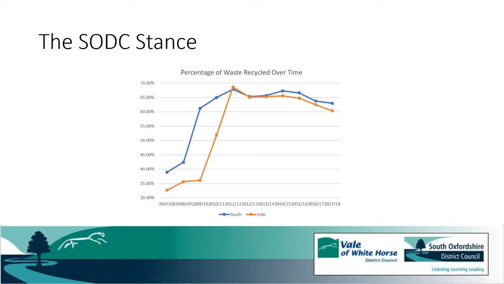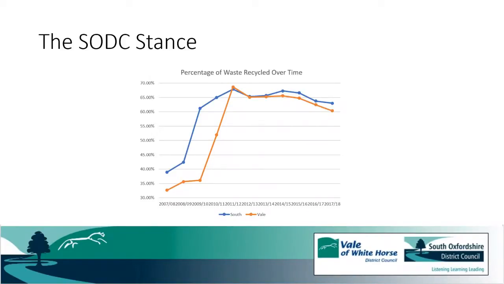So where do we stand as South Oxfordshire and Vale of Whitehorse District Council? Both districts are some of the best in the country, and we sit well above that national target of 50%. Our most recent recycling rate, published in 2018-19, put South Oxfordshire at 63.3% and Vale of Whitehorse at 62.5%. That's the percentage of our waste that is sent to be recycled, which puts South Oxfordshire at second best local authority in the country, and Vale of Whitehorse is fourth best.